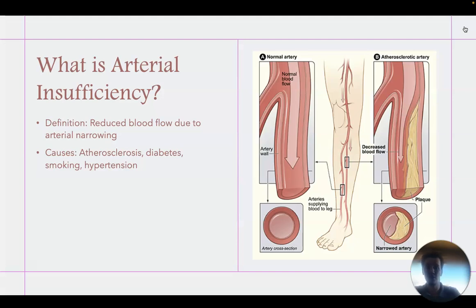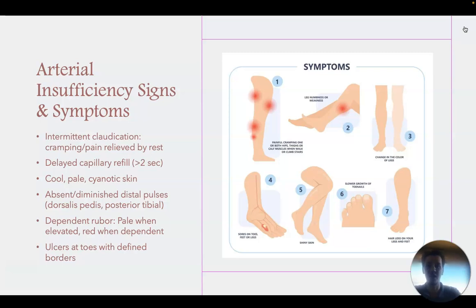It is reduced blood flow due to arterial narrowing. Causes can be atherosclerosis, diabetes, smoking, and hypertension. Some signs and symptoms of AI include intermittent claudication, which is pain in the calves that is relieved by rest, delayed capillary refill of greater than 2 seconds, cool paracyanotic skin, absent or diminished distal pulses, which would be closer to the ankle and feet, dependent rubor, which would mean the limb is pale when elevated and red when below, and ulcers at toes with defined borders.